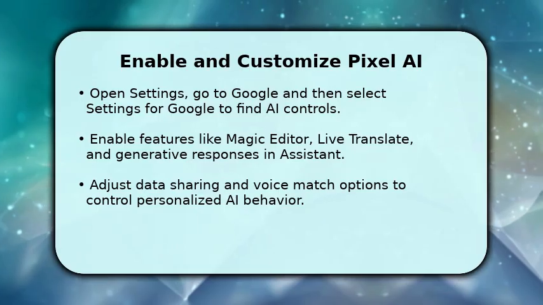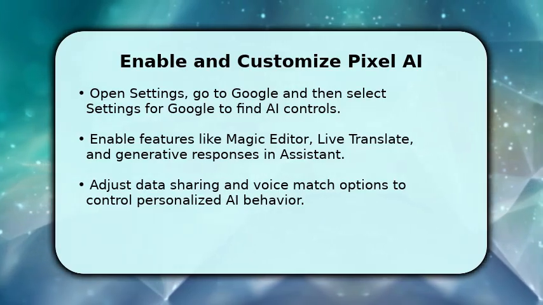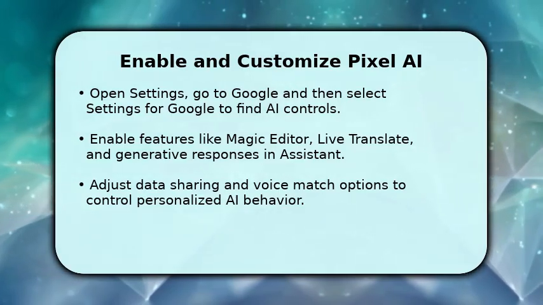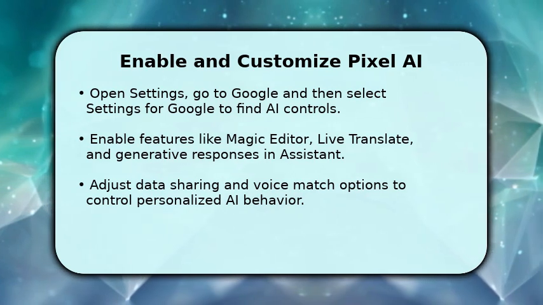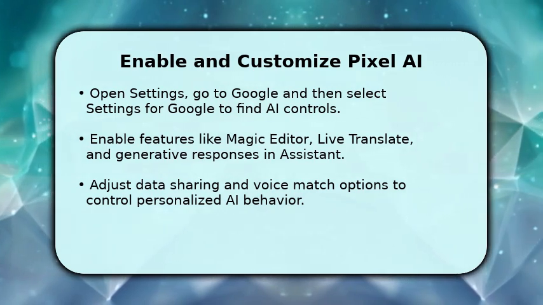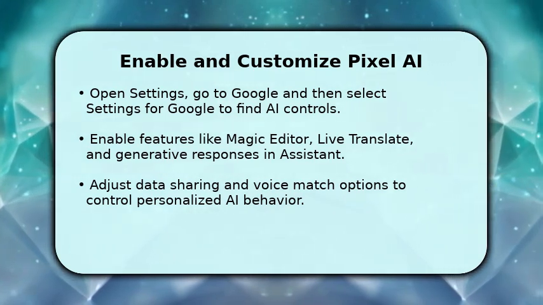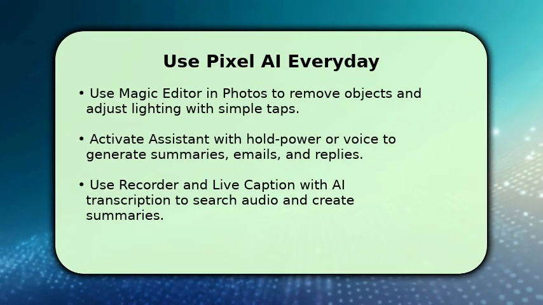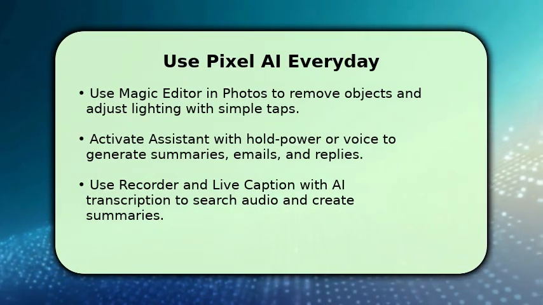Review privacy toggles and clear any activity you do not want used for personalization. Restart the phone to apply major changes and verify features appear in apps. Now use Pixel AI across daily apps to save time and improve results.